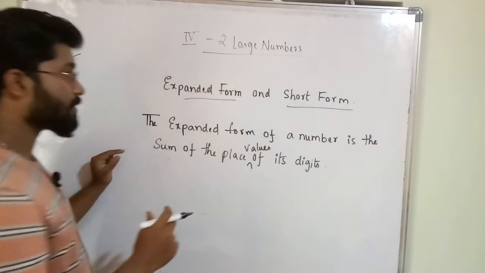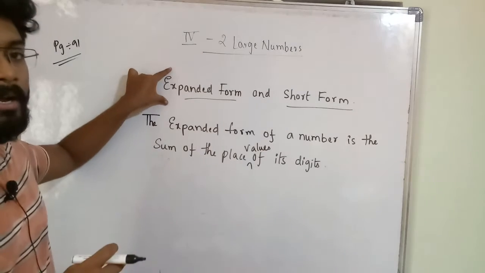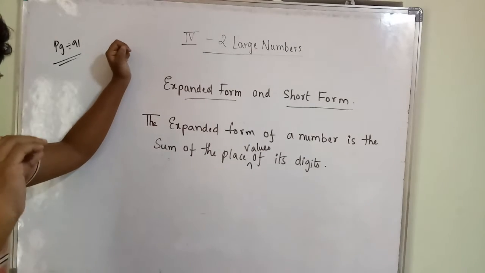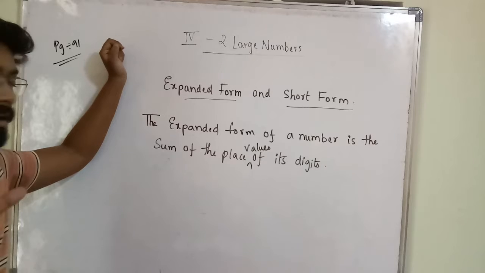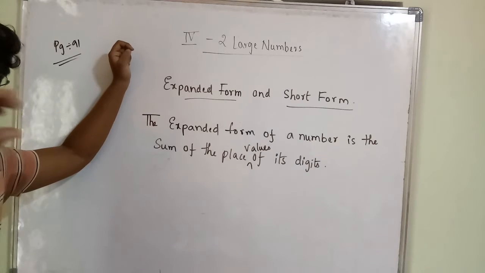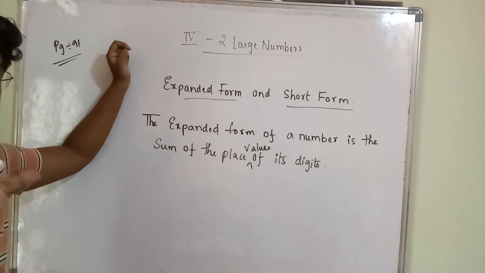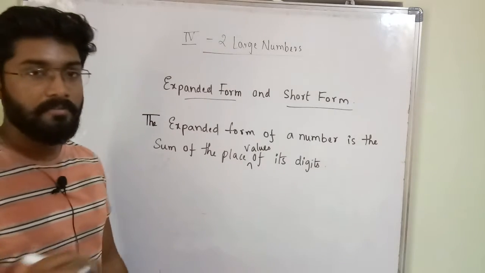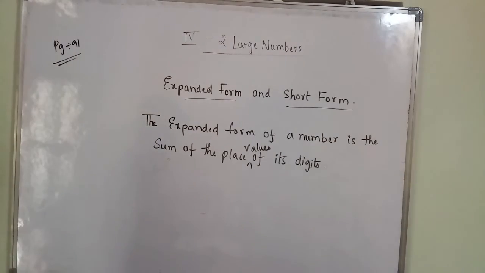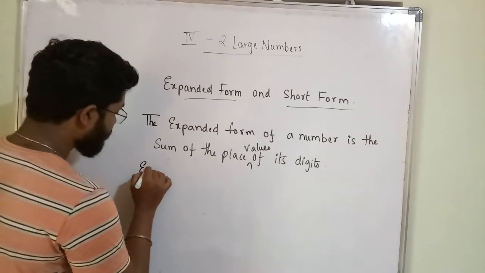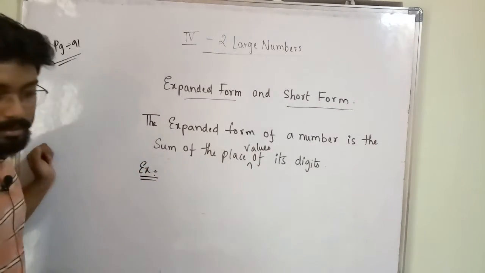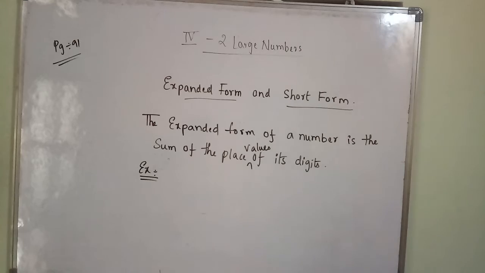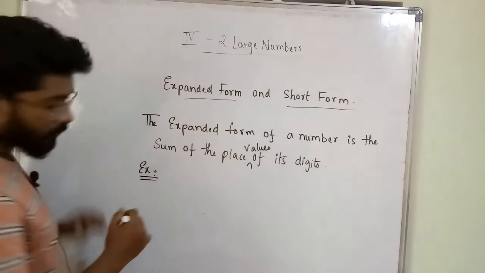So what I said, there is a connection between expanded form and place values of each digit in the given number. So how? If you add all the place values of every digit in the given number, then that will become the expanded form. How? Let us see. So he has given an example here. Example is 84,562.